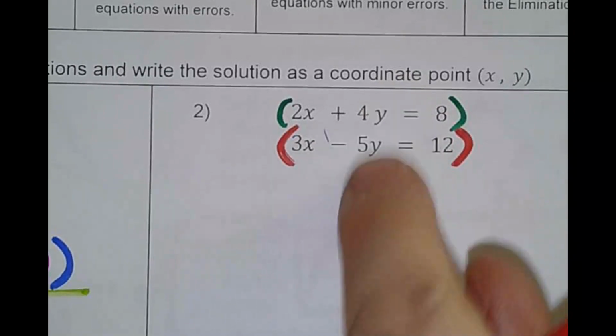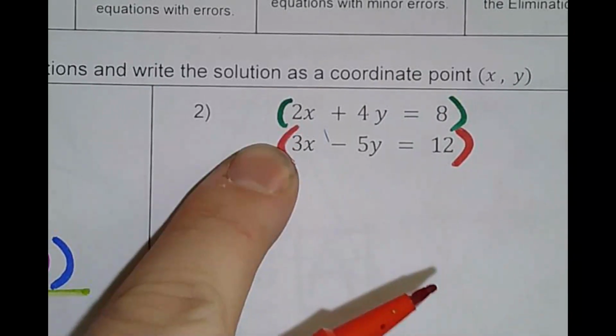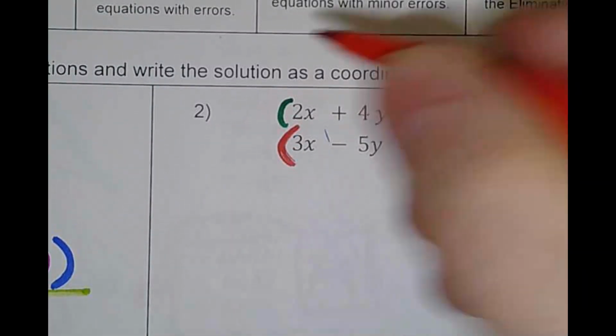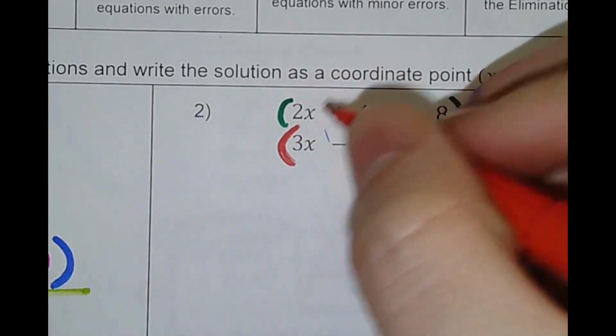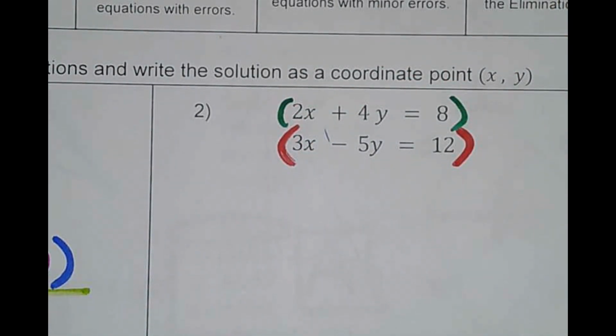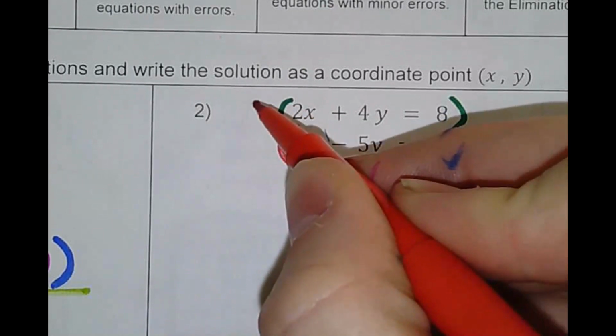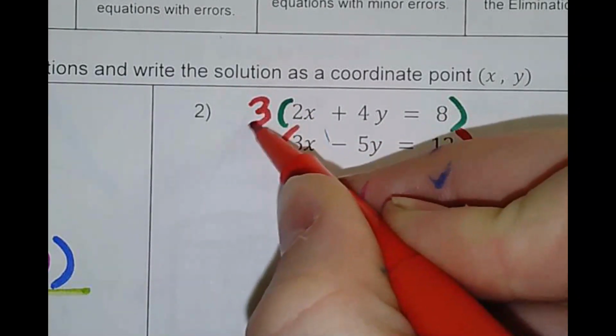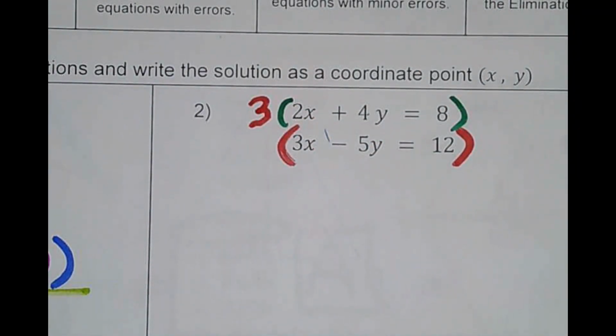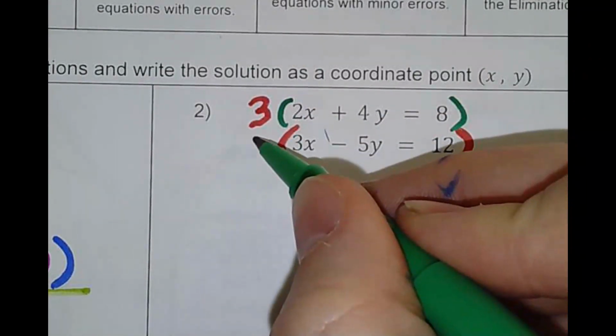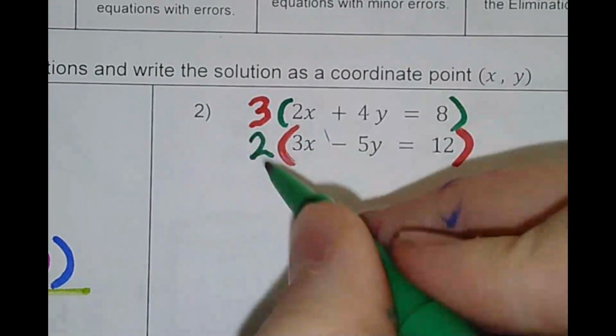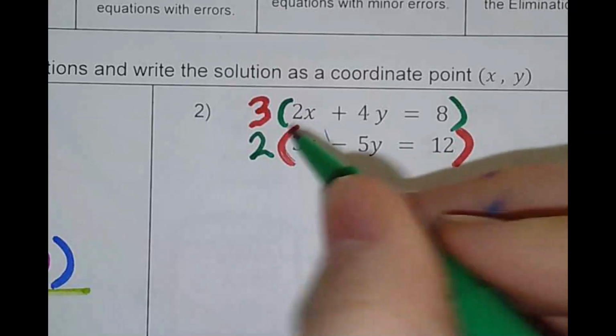But we're not going to do those numbers. We're going to usually try to eliminate the x first. So what do 2 and 3 both go into? The smallest number? The least common multiple? Yeah, if I multiply the top by 3 and the bottom by 2, you're going to notice they both go into 6.